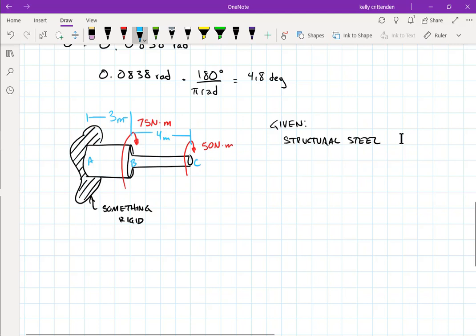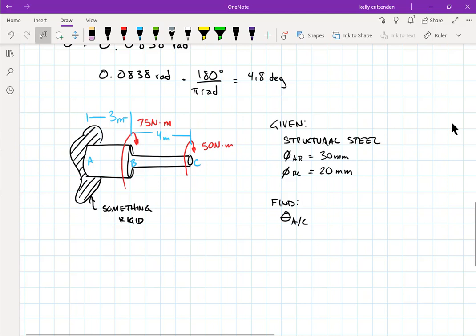And what else? We need some diameters. Say diameter of AB is, that one's bigger. Let's make it... Well, I was about to write inches. I don't want to have to deal with that. Let's make it 30 millimeters, and the diameter of BC is 20 millimeters. And I think that will get us everything to work on. And what we're trying to find, we want to find the angle of twist from A to C. So from the wall, where it's mounted at the wall, all the way out to point C.